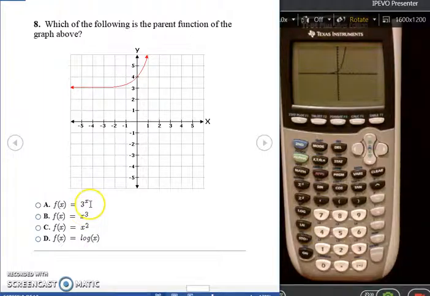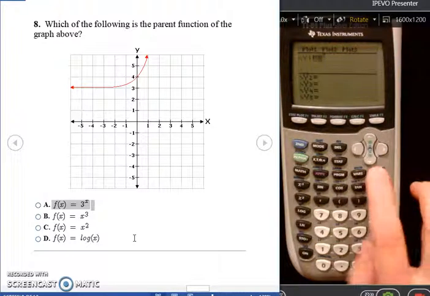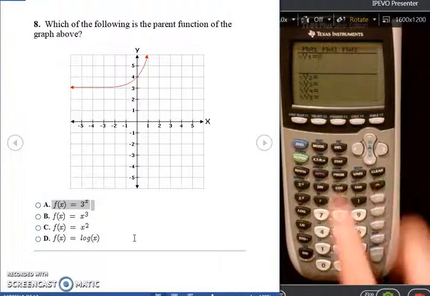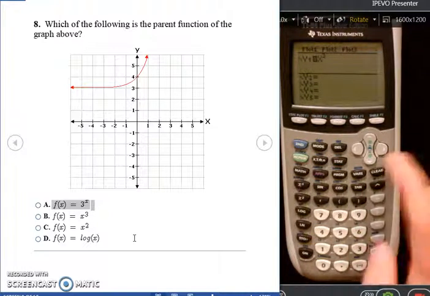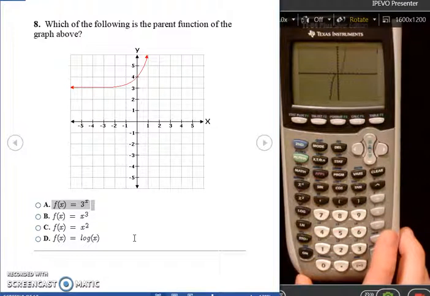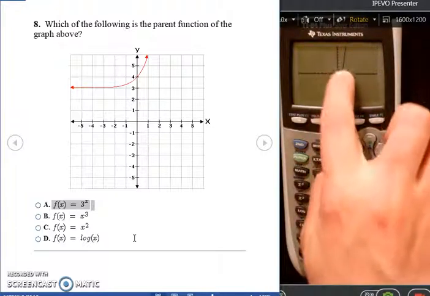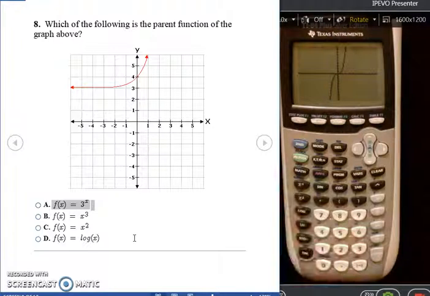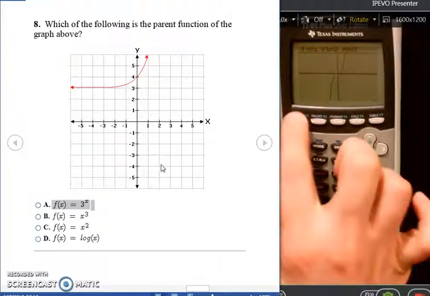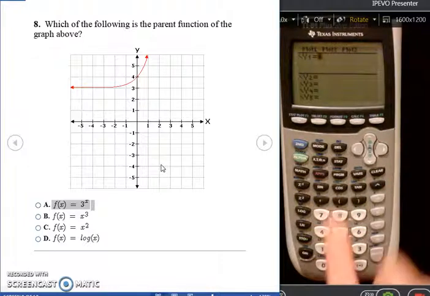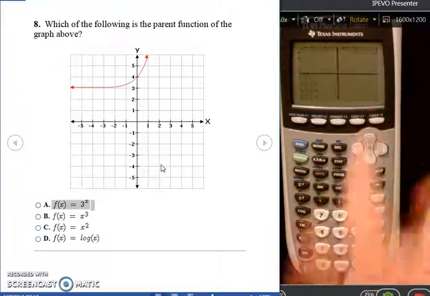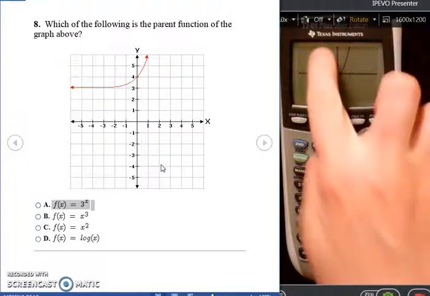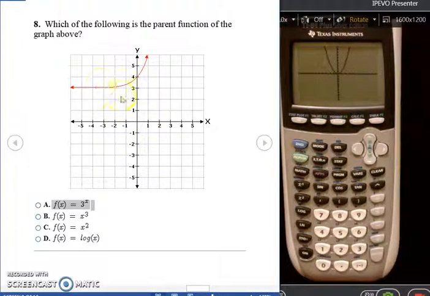So it's most likely going to be A, but I want to go ahead and check my other choices just to make sure. So I'm going to go to y equals and press clear and type in letter B, which is x cubed. And then I press graph. And that one increases, steadies out, and then goes back to increasing. So not the same shape as what I'm given in the problem. And then I'm going to try x squared. So I'm going to press y equals and clear it out and press x squared and graph that. And that one is a U shape, so definitely not the same shape as the problem.